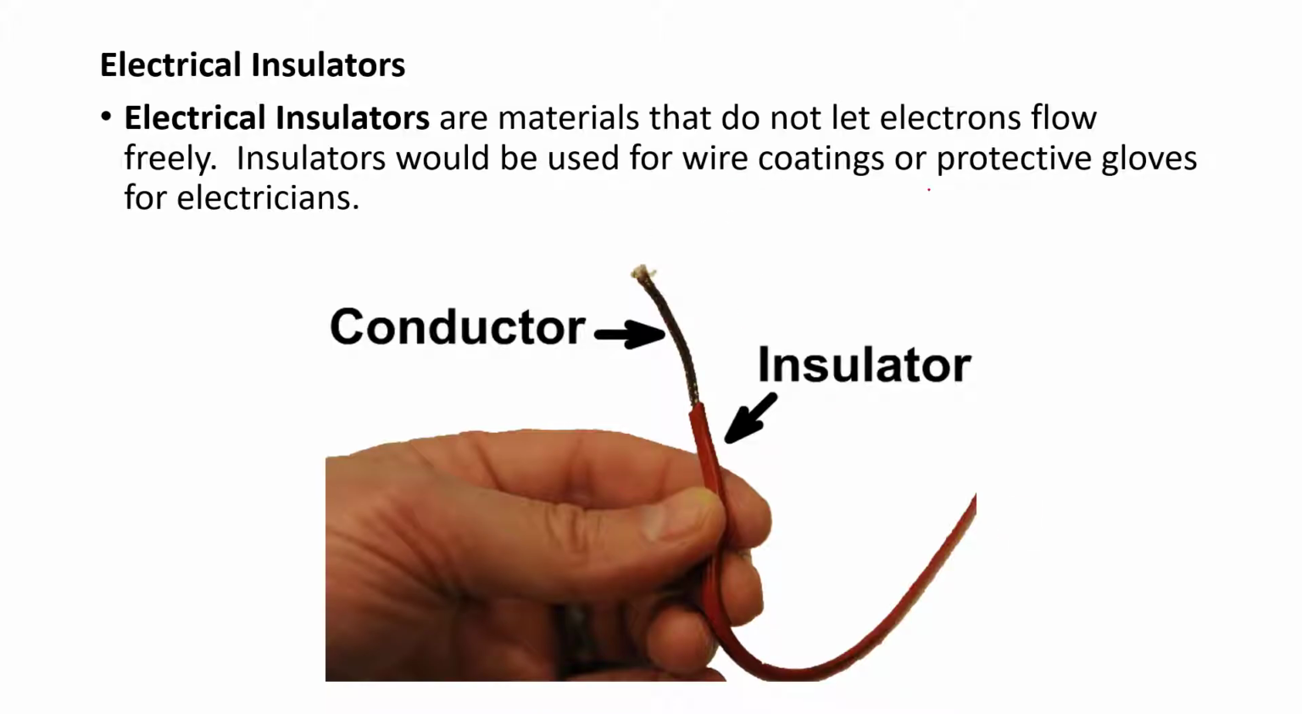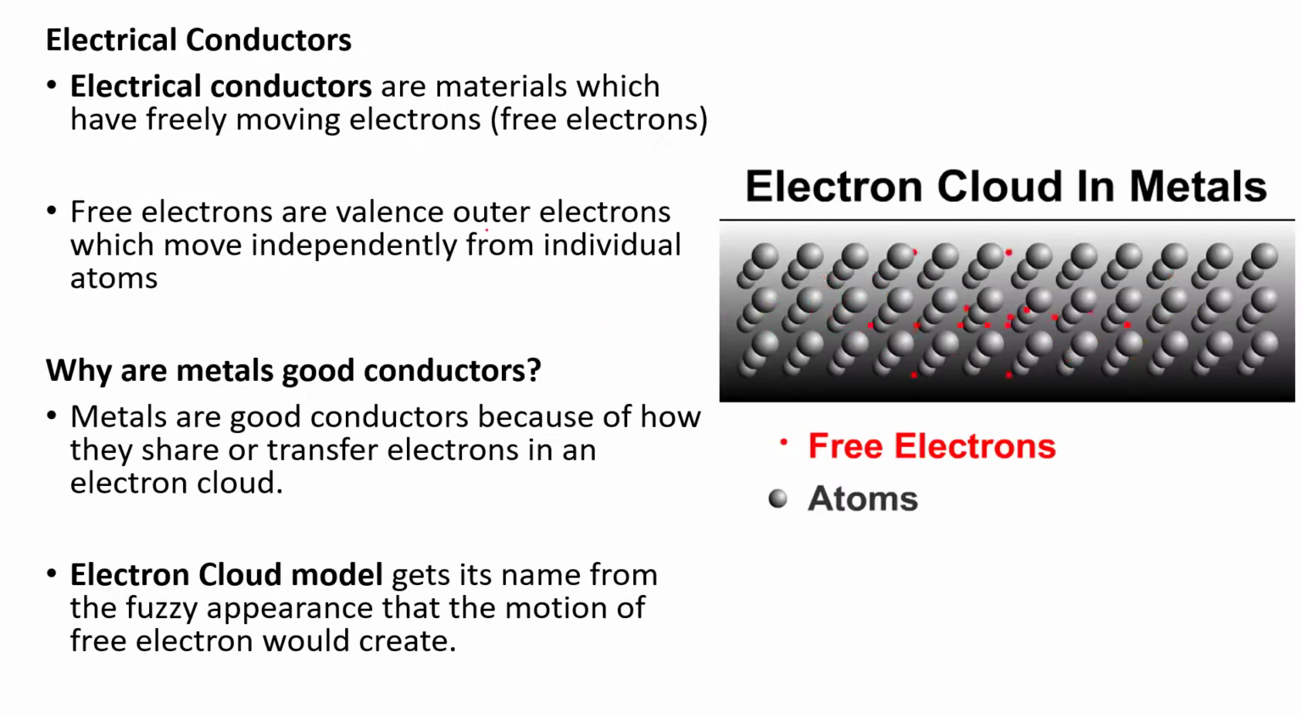Insulators are used for wire coatings and protective gloves. Common electric insulators are rubber, plastic, glass, and even the cheapest one is air. And then wood is another insulator that can be used to try to avoid a current that's flowing through a wire.